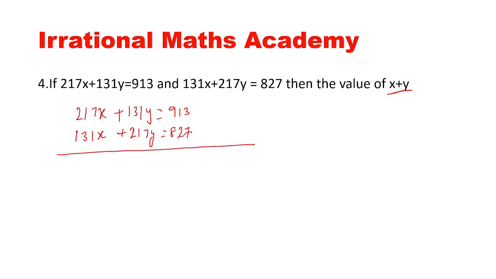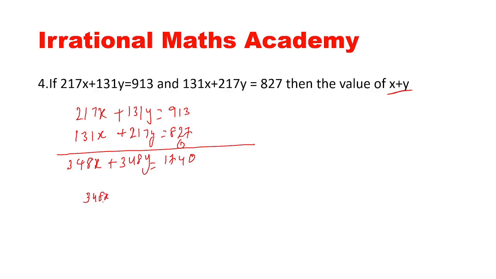What will I get here? 7 plus 1, 8. 3 plus 1, 4. 2 plus 1, 3. 348x plus the same thing, 348y. Next, 7 plus 3, 10, 1 carry forward. 2, 3, 4. And here we get 17. Now what I'll do is divide both sides by 348.